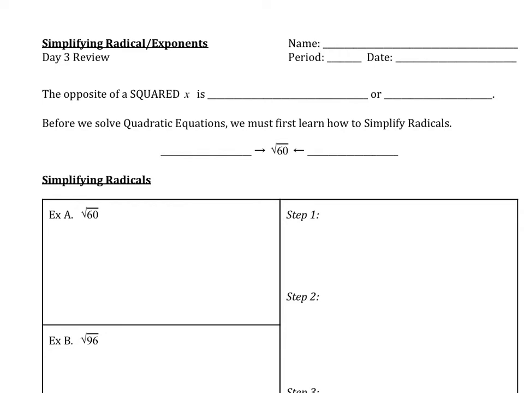So x squared is really what it's saying. In order to get rid of it, we can square root it. And when we take the square root, that would be just x.